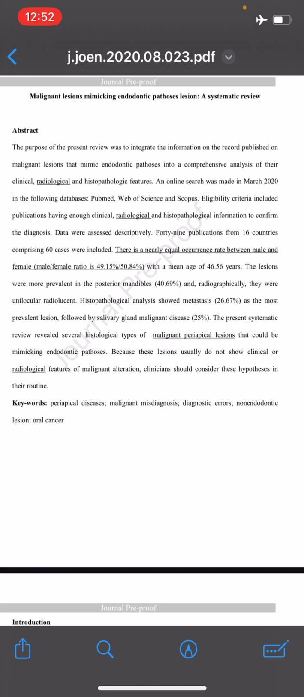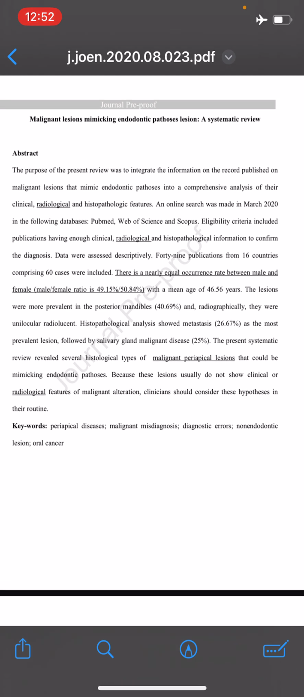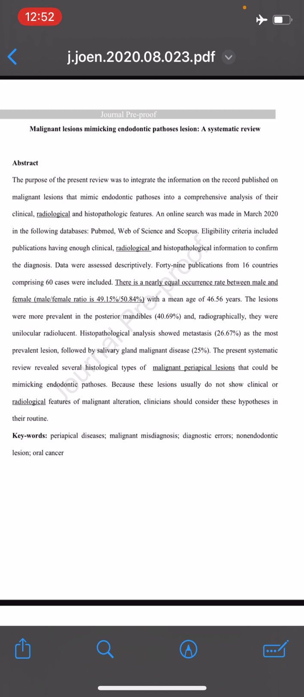Then clinically, the patients showed loss of cortical bone in 83%, mobility in 52%, and tooth resorption in 53%, and symptoms were present in most of the cases, about 90%. Bone swelling, tenderness over the affected area, pain, and paresthesia were detected in the majority of the studies that were reporting the cases.